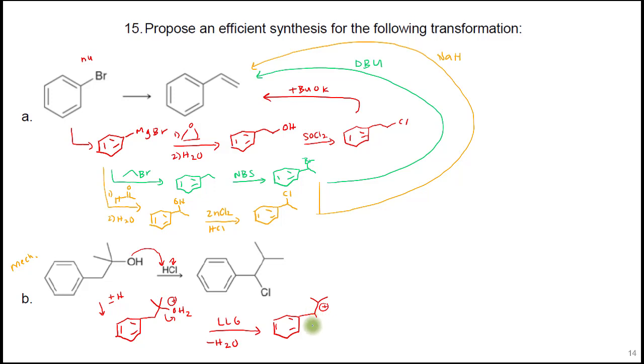If I go next door, that's a benzylic carbon, which is more stable than tertiary. So that's going to shift over there. The hydrogen will. So I'll have the benzylic carbocation. So that was a rearrangement. And then the Cl minus can attack there.